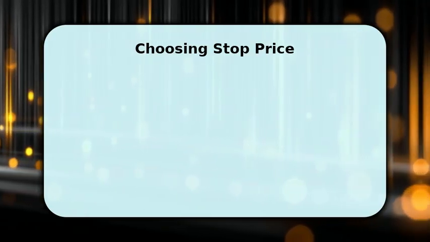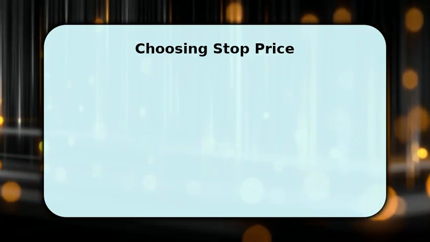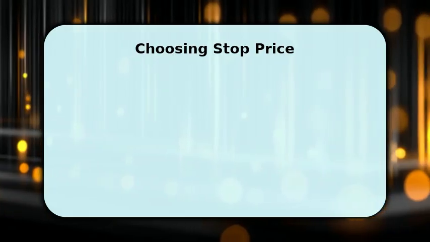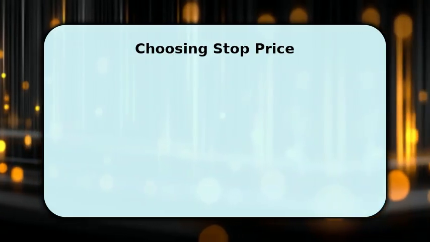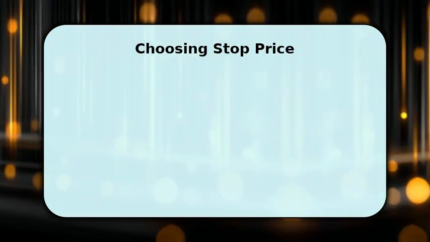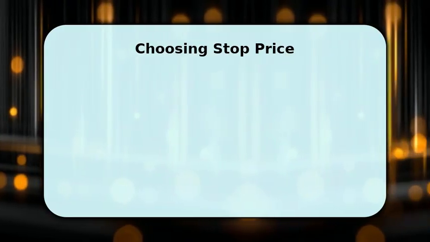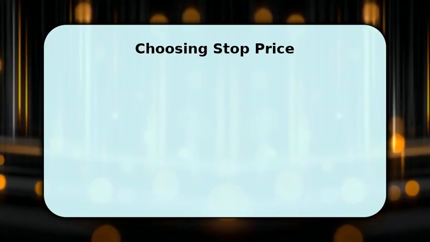Start by calculating your risk per trade and the percent you can accept. Check recent price swings and support levels to avoid normal volatility. Decide whether you want a hard stop loss or a trailing stop based on trade timeframe. Enter the chosen stop price in Robinhood and always confirm details before submitting to prevent mistakes.